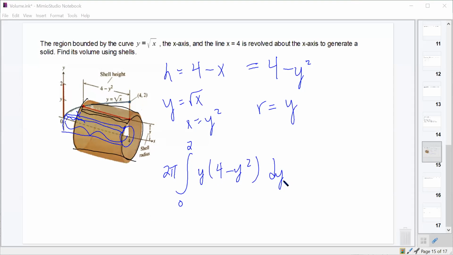And so what do we get if we integrate that? 2 pi times the integral from 0 to 2, 4y minus y cubed dy, which gives us what?